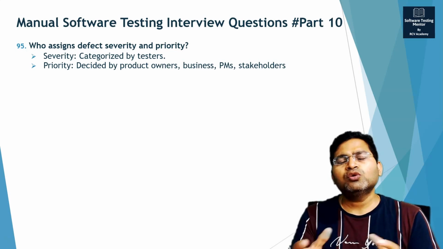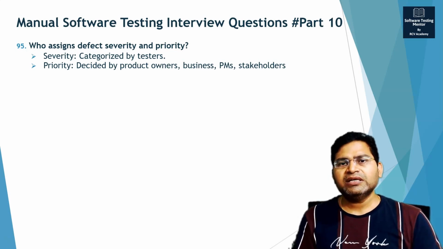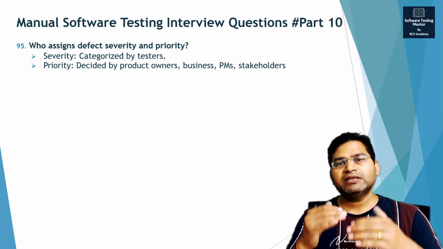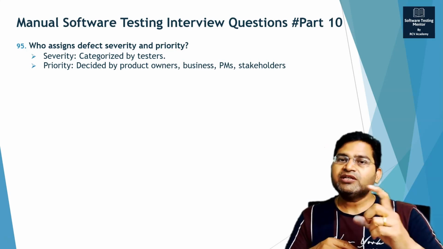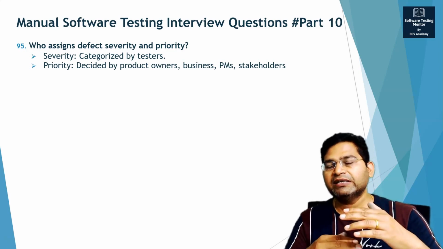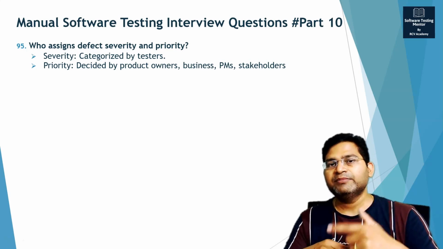Add to cart is blocking so many other modules. I'm not able to progress with the testing at all, right? So I'll say, yeah, this is highest severity. And the level of severity and priority depends on what is being used by the project. There are some places you will see 4 levels of severity or 3 levels of severity: highest, high, medium, low. 4 levels is highest, high, medium, low.